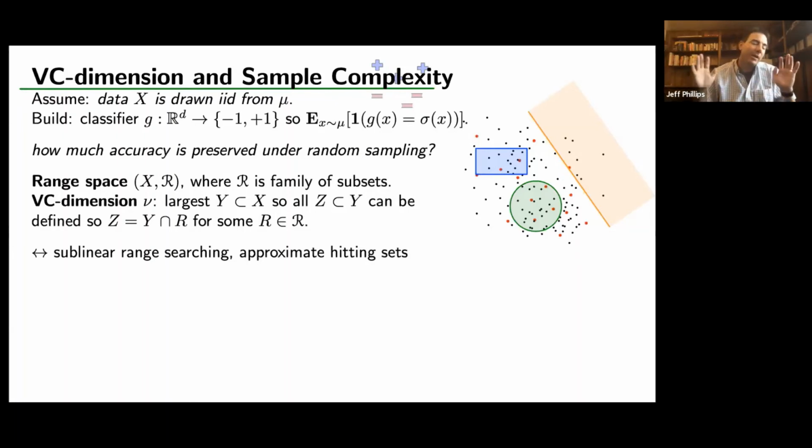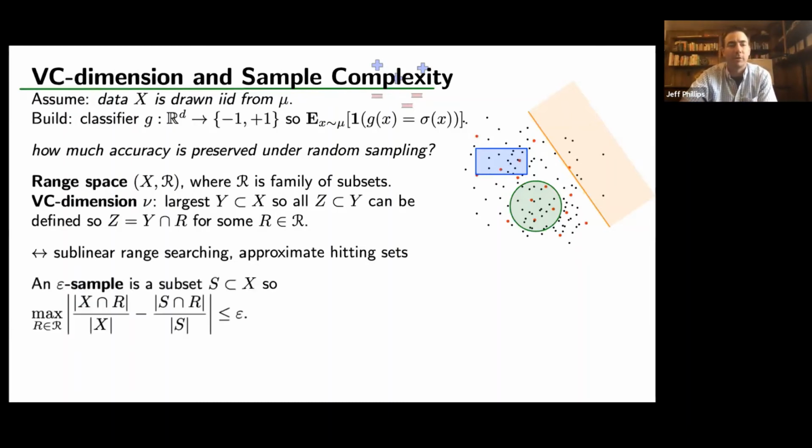And it turns out that you can do this as long as the range class of queries you're willing to make has finite VC dimension. I can make it sublinear as long as that's the case. And this was a very surprising result from the early 90s in geometry. Other things, like approximate hitting sets and a variety of other things, this has played a very deep role there.